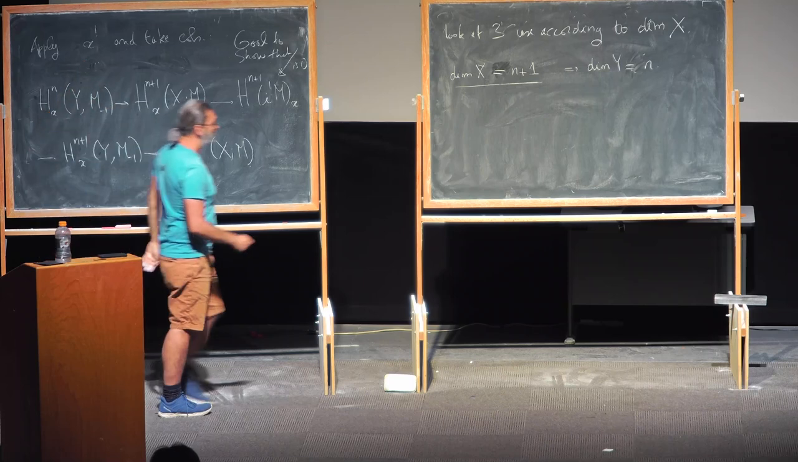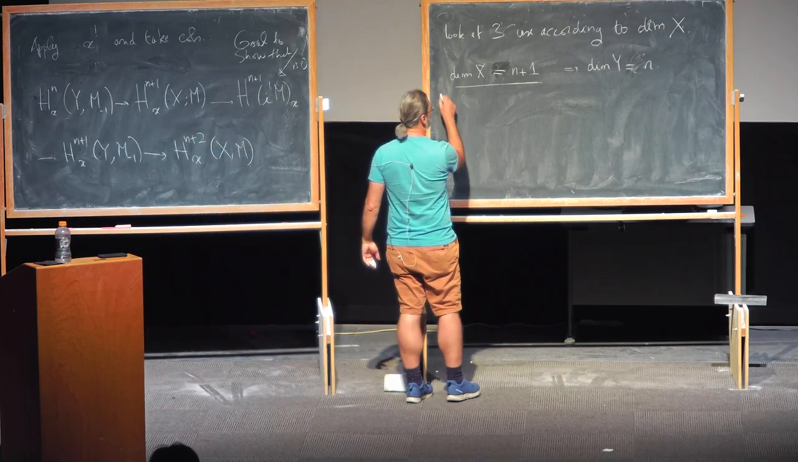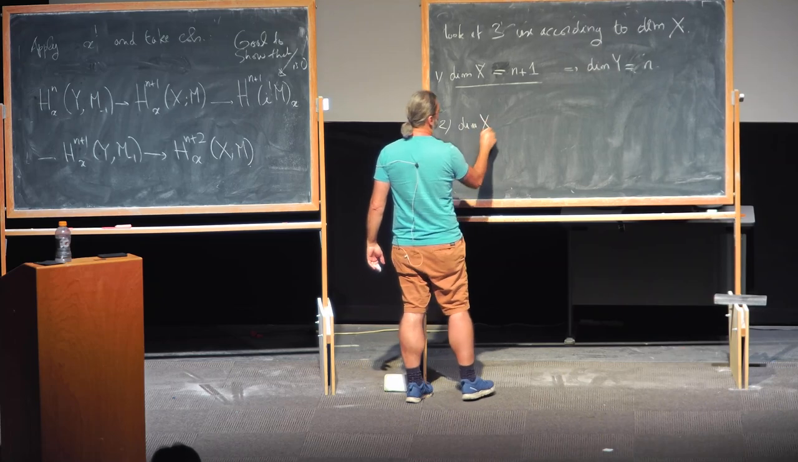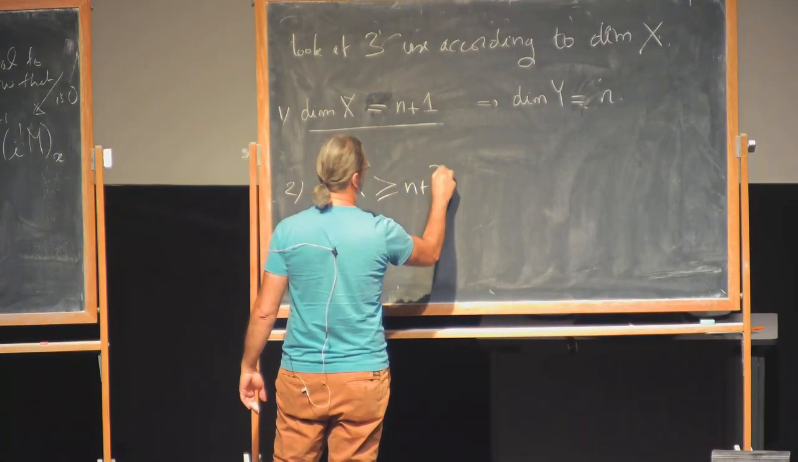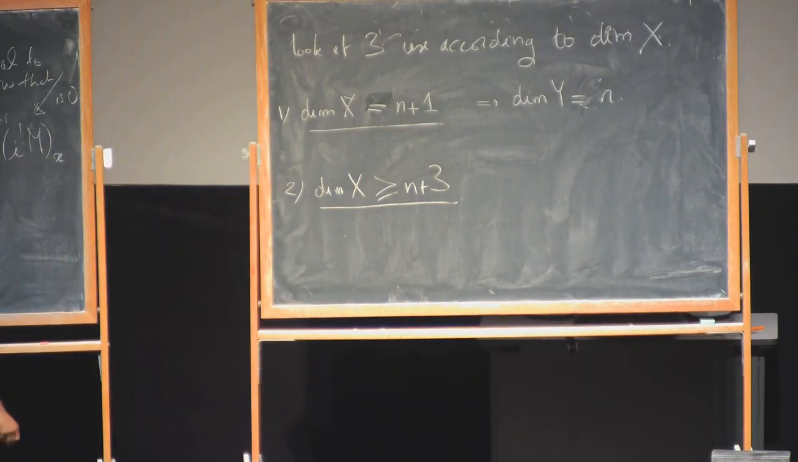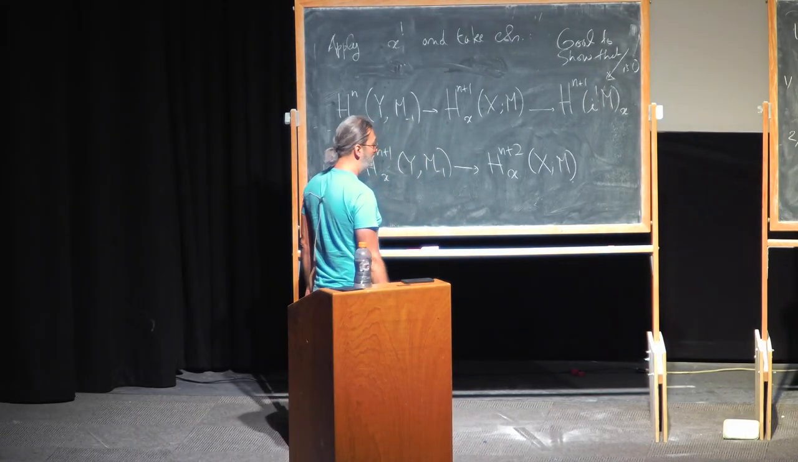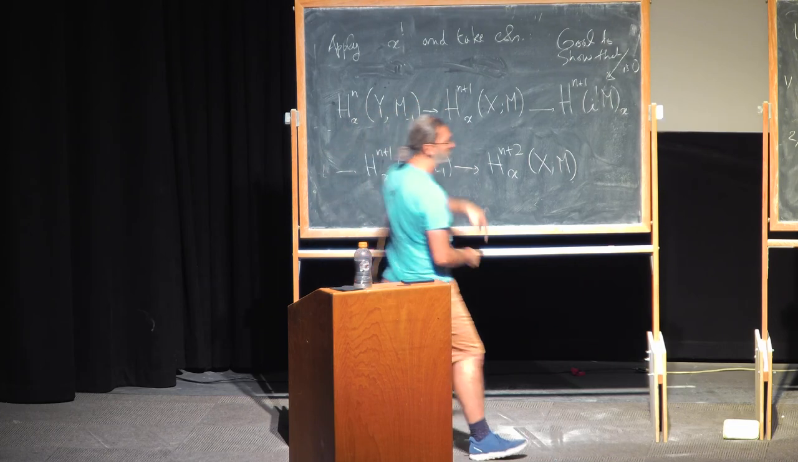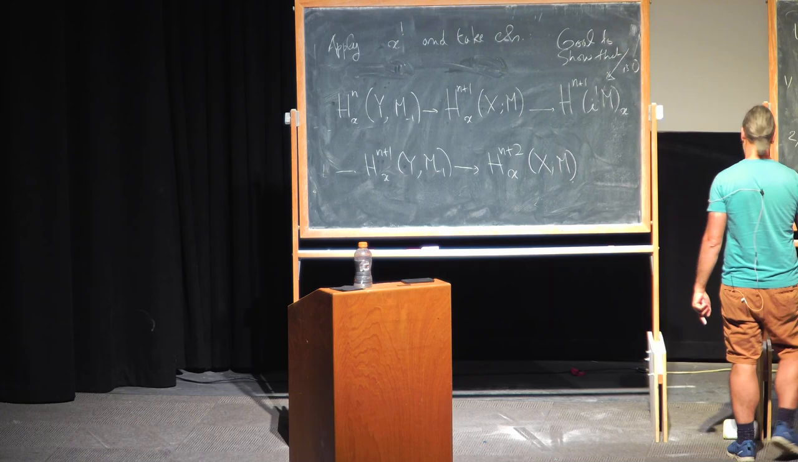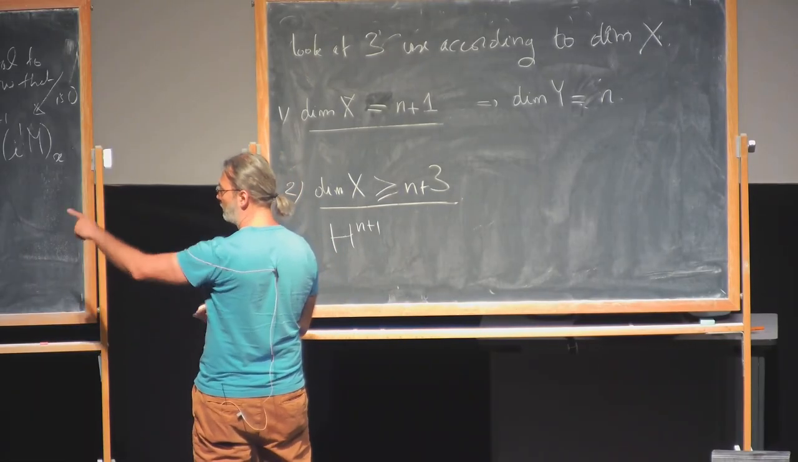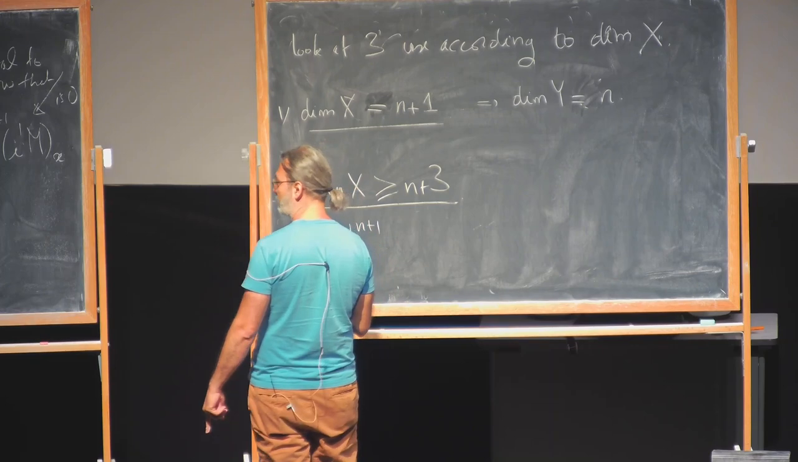The second easy case is the following: when the dimension of x is larger than n plus three. So let's try to analyze what we have here. In this case, I guess we will prove that these two guys are zero. So maybe I just do one. The other one would be exactly the same, I guess.